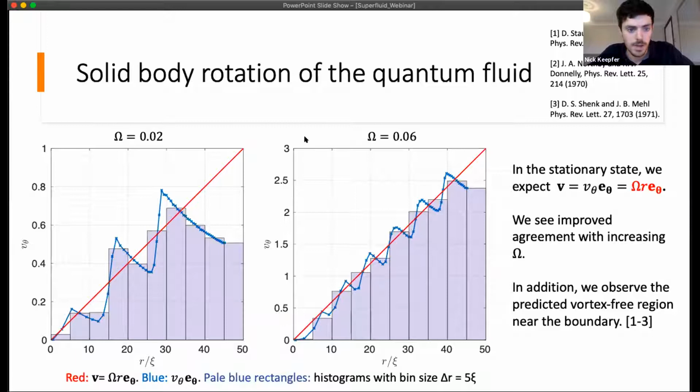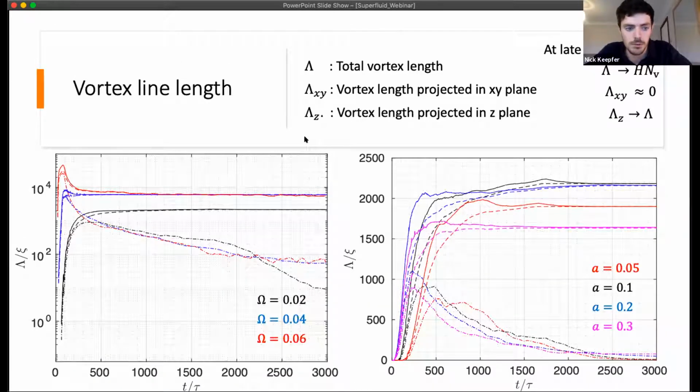Moving on. Another thing we wanted to look at was how the vortex line length evolves. We have an algorithm that tracks the 3D vortex filaments in space. And we know that at the end, we're going to have this vortex lattice profile where all the vortices are lined up along the Z axis. So the total vortex length in our system is going to be the height of our potential times the number of vortices within it.